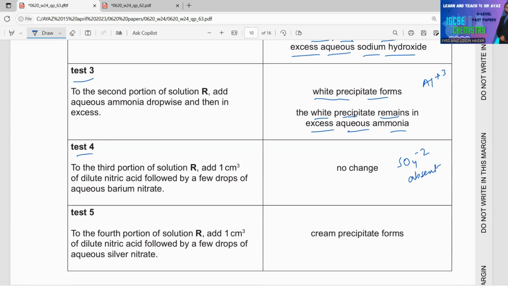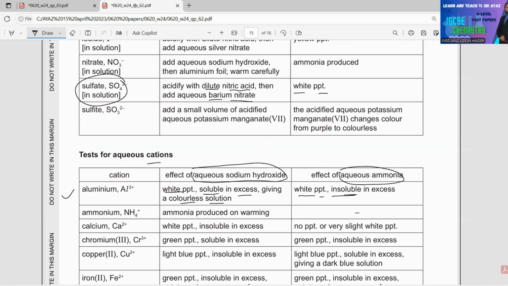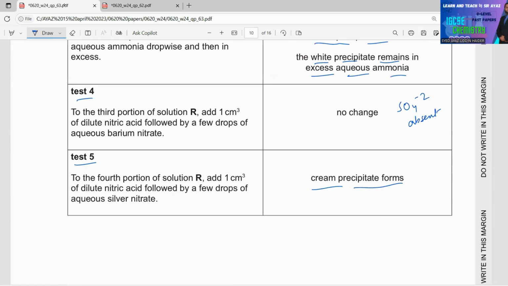Test 5. To the fourth portion of solution R, add 1 cm³ of dilute nitric acid followed by a few drops of aqueous silver nitrate. Cream precipitate forms, and this is the test for the chloride, bromide, and iodide ion. In all these, we acidify with dilute nitric acid and then add aqueous silver nitrate. Only the bromide ion gives cream precipitate. So it must be having Br- ion in it.